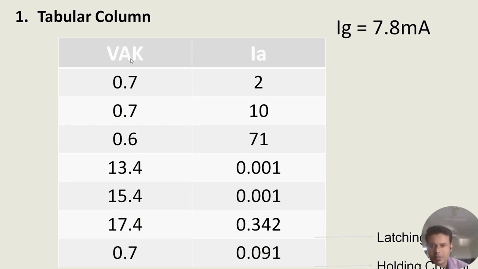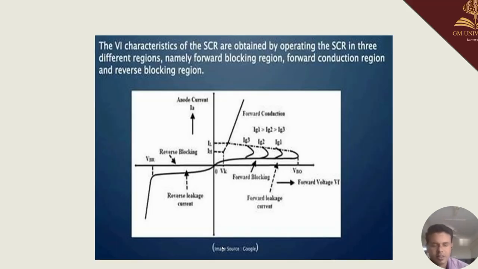So these are the readings for the minimum value of VAK. These are the VI characteristics for different values of gate current IG1, IG2 and IG3.